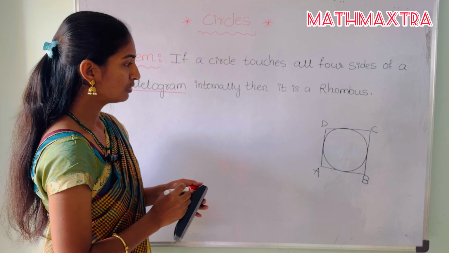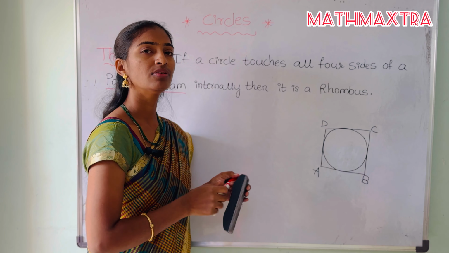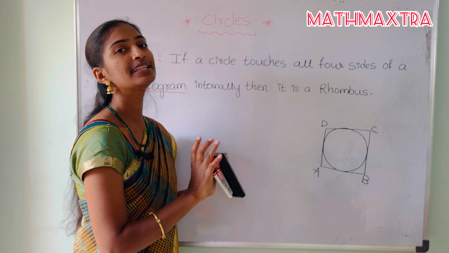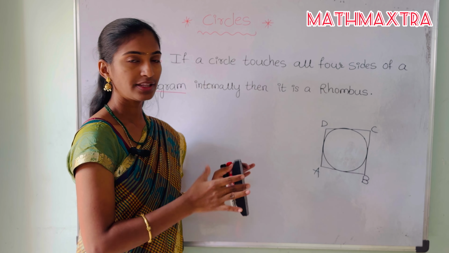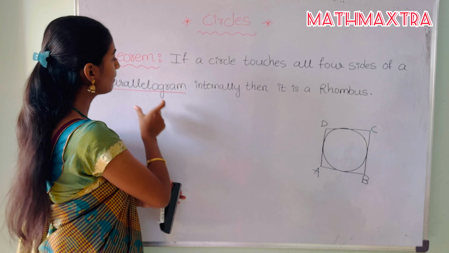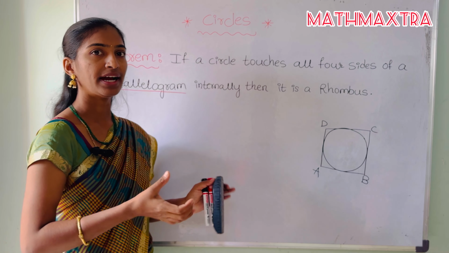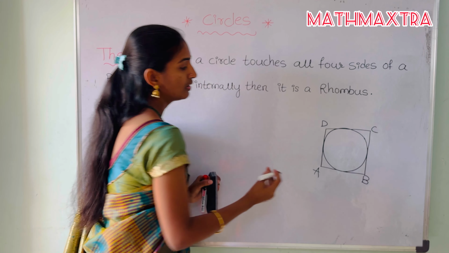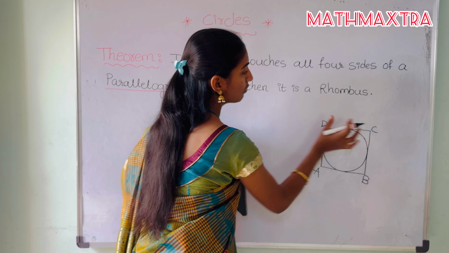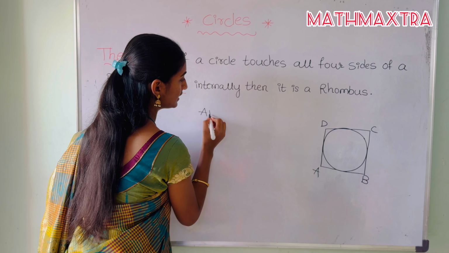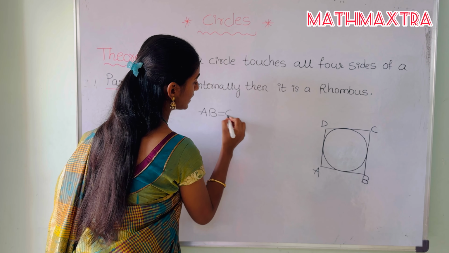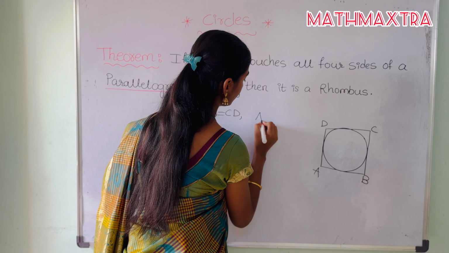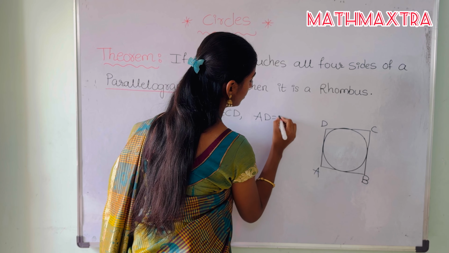How can we prove it? For a rhombus, what condition do we have? The condition is that adjacent sides are equal. That we have to prove. In a parallelogram, we know very well that pairs of opposite sides are equal. So AB is equal to CD, because it is a parallelogram and opposite sides are equal, and AD is equal to BC.